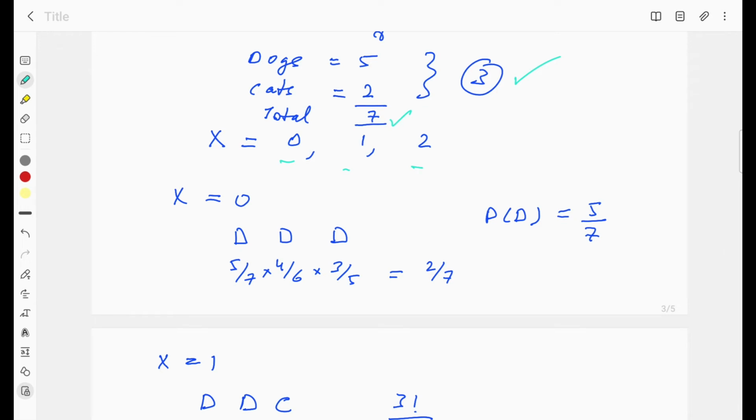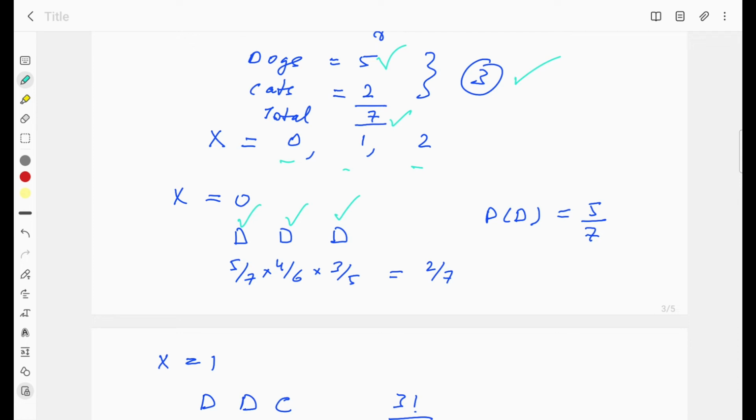Now let me find the probability of x equals 0. If there is no cat, then all 3 animals are dogs. The probability of getting a dog is 5 over 7, since there are 5 dogs and 7 is your total. So 3 dogs will be 5 over 7 times 4 over 6 times 3 over 5. Since it is without replacement, be careful. If it is not specified, then you will consider such a trial as without replacement.